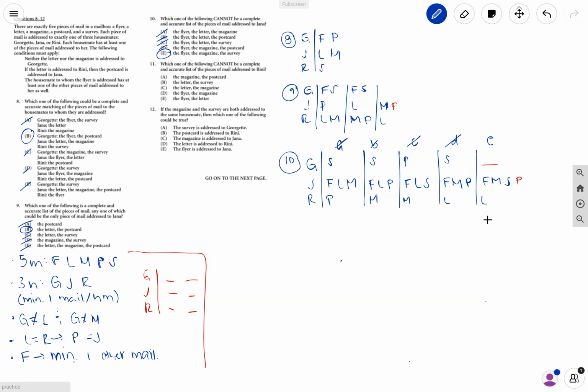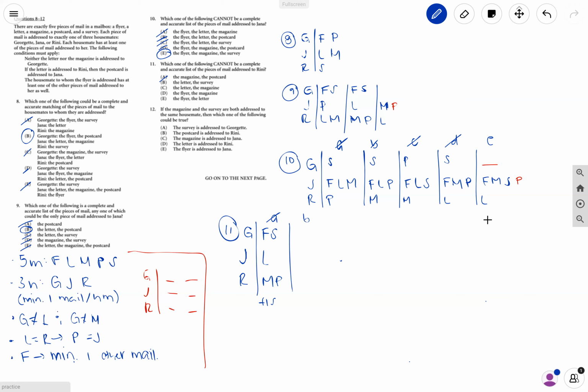So same thing as number 10. I just plug it in and see which one breaks my diagram. So A, I put the magazine and postcard here, which means I have the letters F, L, and S left. I can't put L into G, so I'll put L over here. And it doesn't really matter. Well, it does. Where F goes. If I put F into G, then S can also go there, and it's perfectly fine. So this isn't my answer.